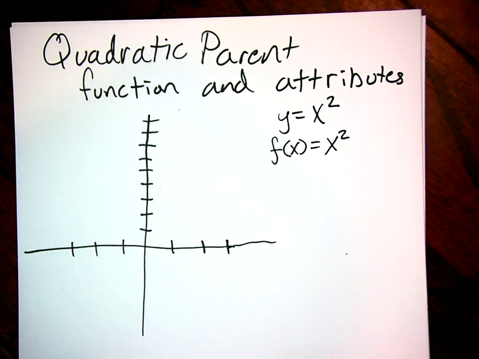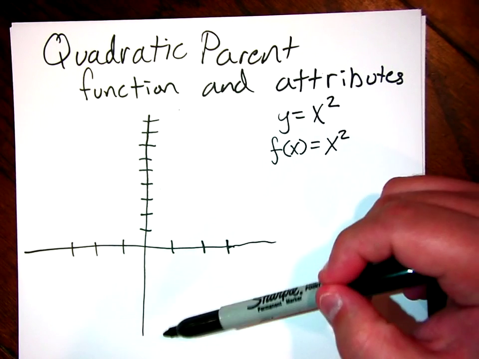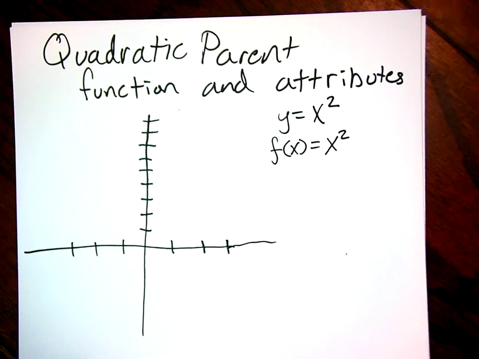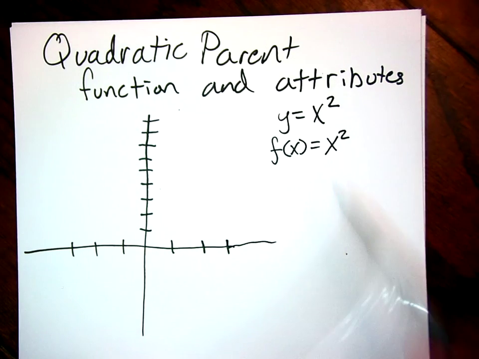Now we want to graph this parent function and see what it looks like, and I've hand-drawn a really rough y and x axis here. So I'm going to graph this f of x equals x squared.